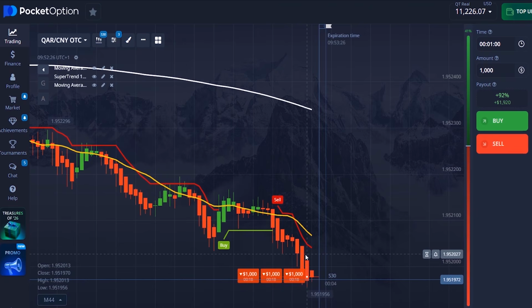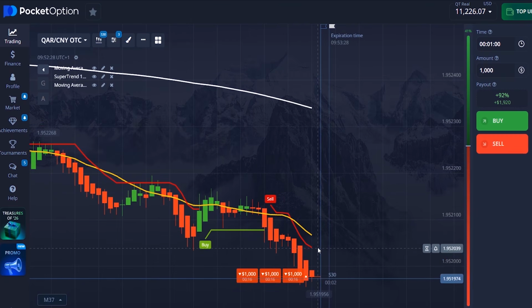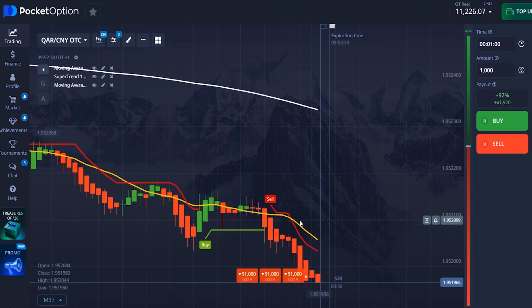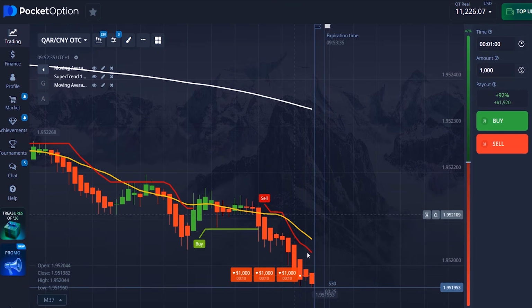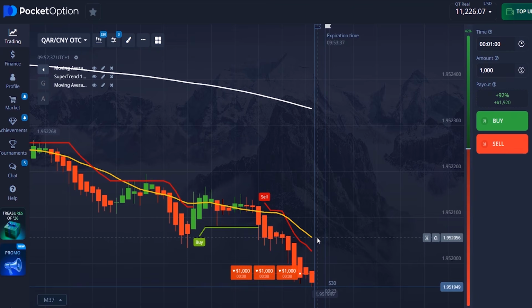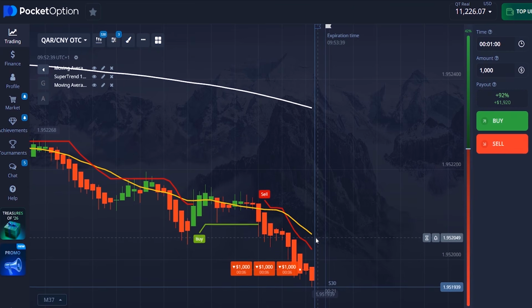The next thing I also put into consideration is the intersection of my moving average line and my super trend intersecting each other. They have to be intersecting each other, going towards a downside direction. That's the second thing I also put into consideration.